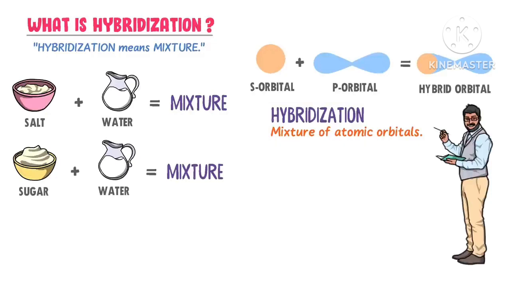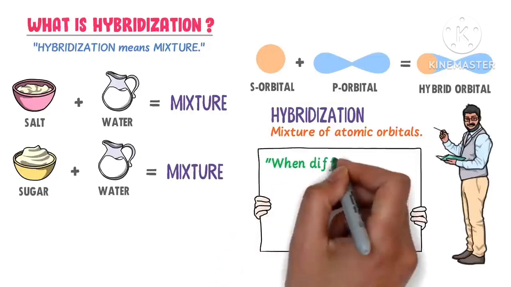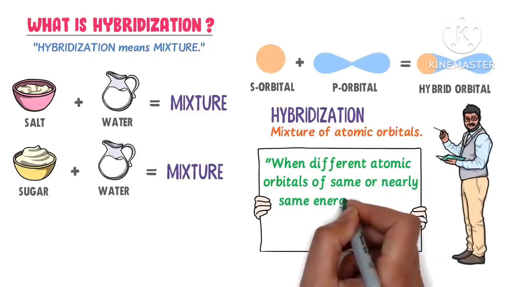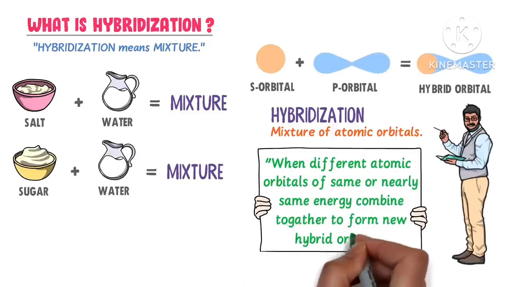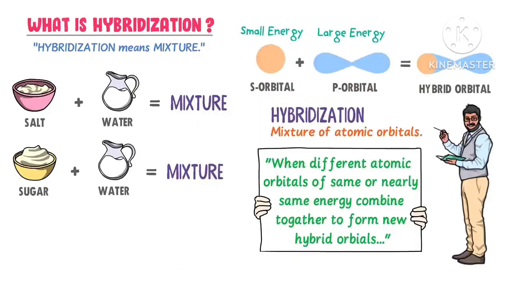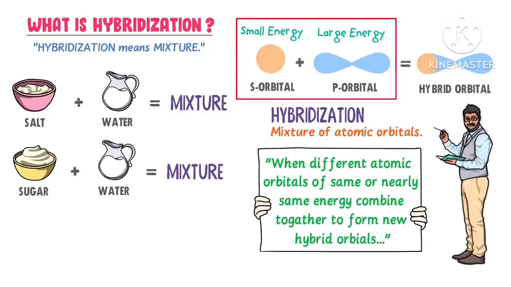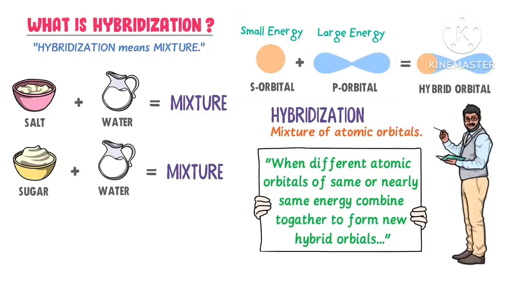Hence, we define hybridization as when different atomic orbitals of the same or nearly the same energy combine together to form new hybrid orbitals. For example, the energy of s orbital is smaller than p orbital, but nearly they have the same energy, so they combine together to form hybrid orbitals.